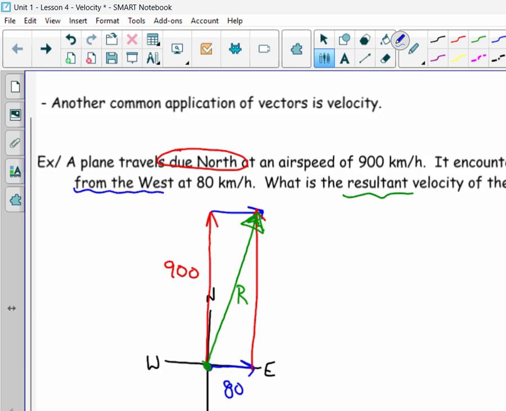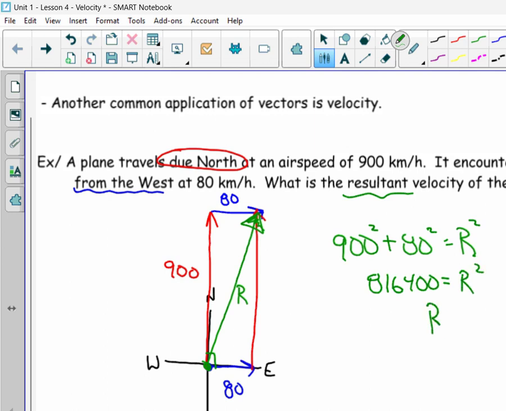I can find that magnitude pretty easily because this is a right angle triangle, which means I can use Pythagoras. So a squared plus b squared equals c squared. And your right angle is down here, and it helps because it was due west and due north. If you use your calculators for that, you should get 816,400 for r squared. And if we square root that, we'll get 903.55. That's our magnitude. But again, velocity is a vector, so we need a direction.